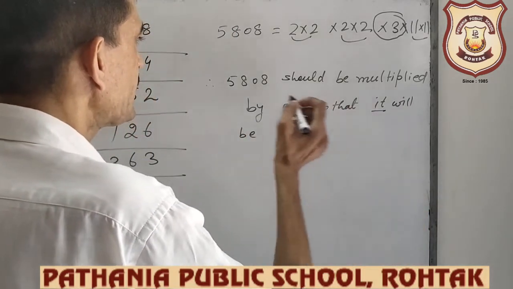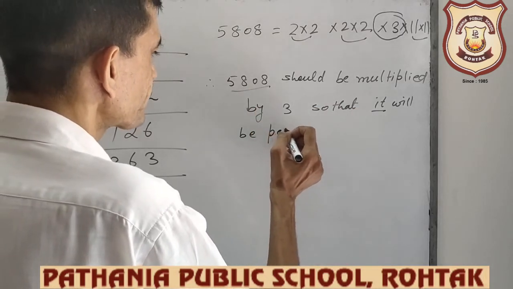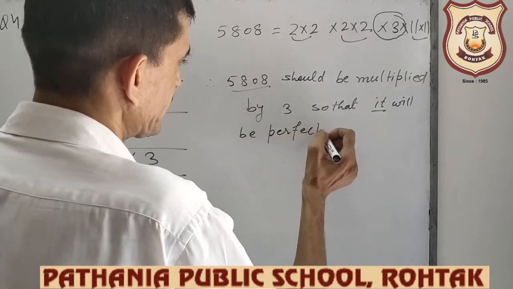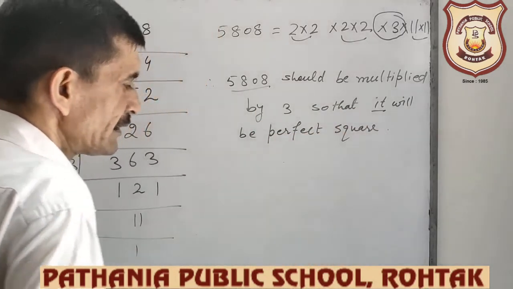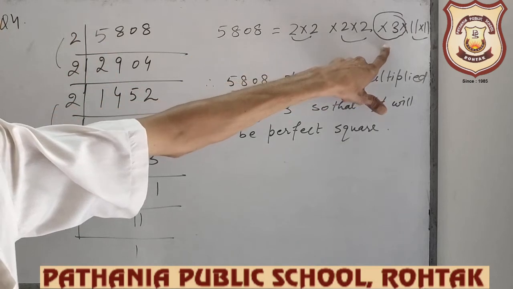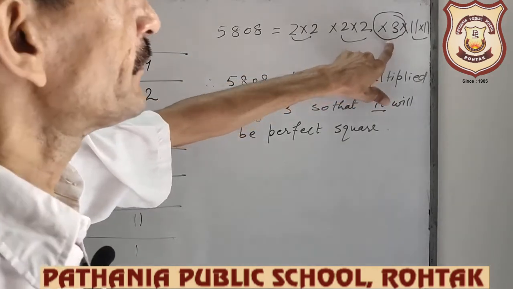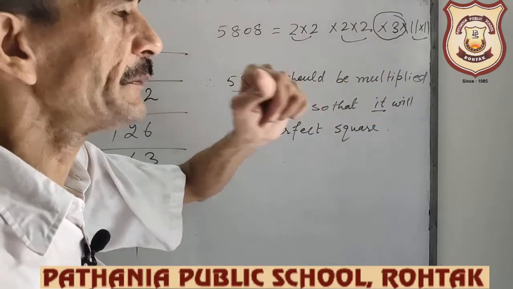It stands for what? 5888 will be a perfect square. Now this part is complete. So what you have to do, if this question is there, that by what number we should multiply, do the prime factorization, and whatever number is left, one more 3 is required, then it will come in pair.